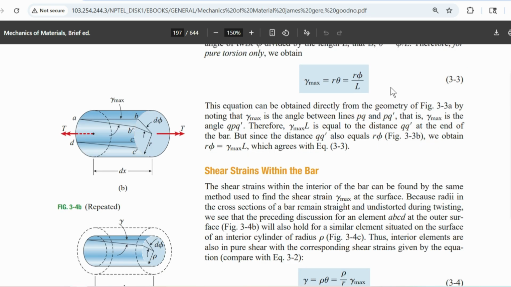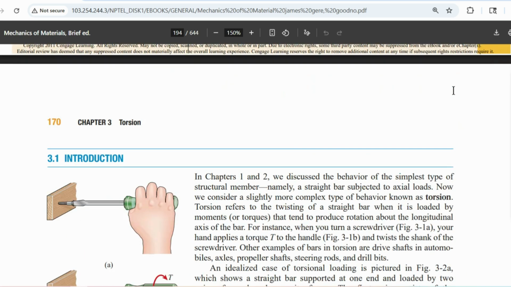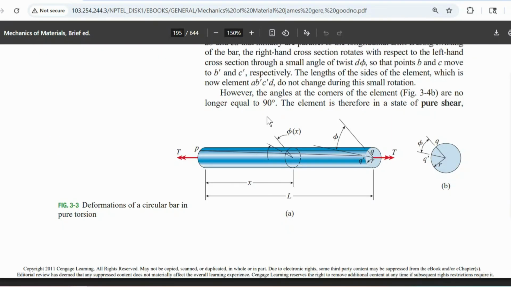This equation can be obtained directly from the geometry of that first figure by noting that the angle max is the angle between the lines PQ and PQ prime. That is, that angle max is the angle QPQ prime. So let's go back over there because that is fascinating. So we have this. This is our max angle.